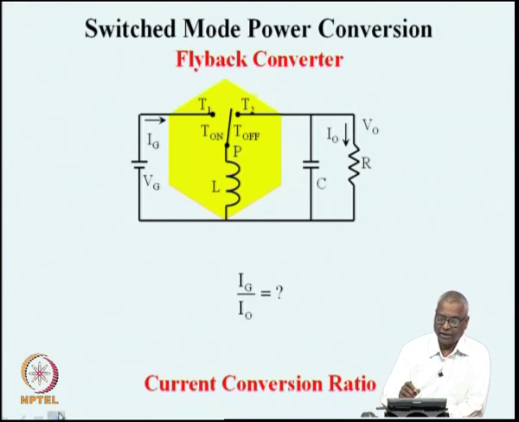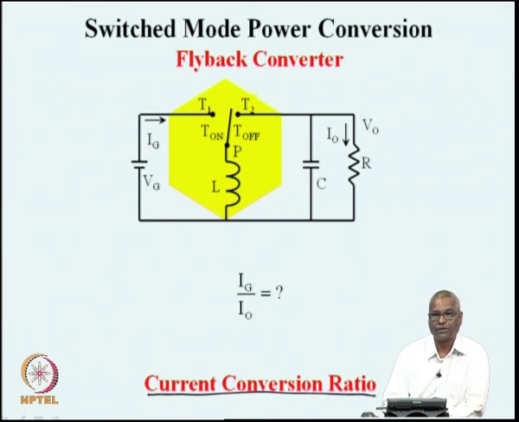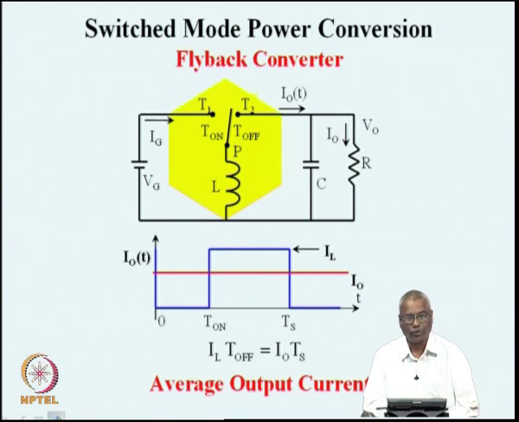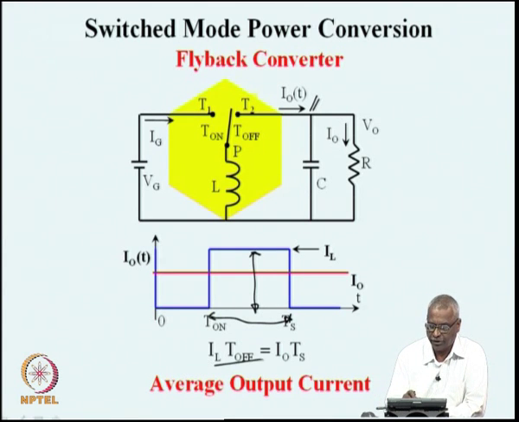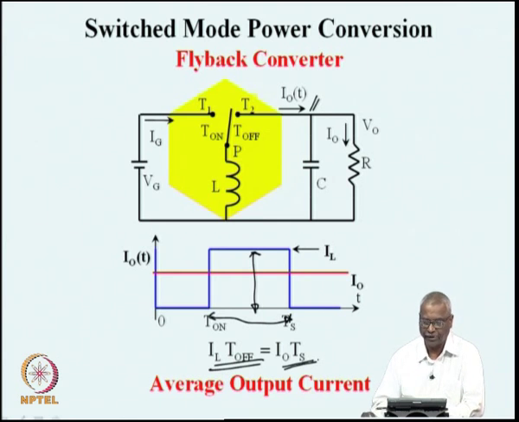The ratio of Ig by I naught is found simply by current conversion, or this is defined as current conversion ratio, and this can be found out by averaging the output current. We see that this I naught is the same as the inductor current during the off time, and the inductor current is IL, it does not have any ripple. So, this current during the off time is flowing through the load, and so the average of that is IL into T off, which is equal to I naught into Ts, and we can say that IL is I naught into Ts by T off.